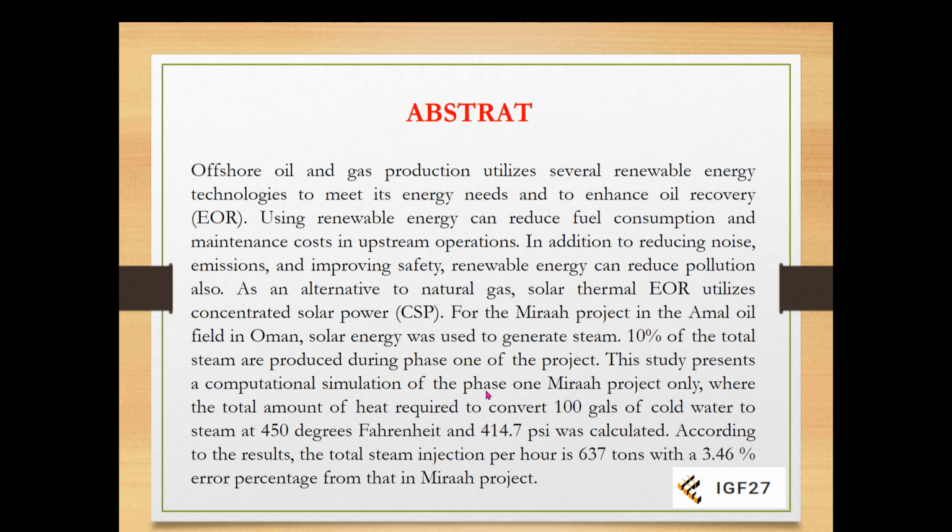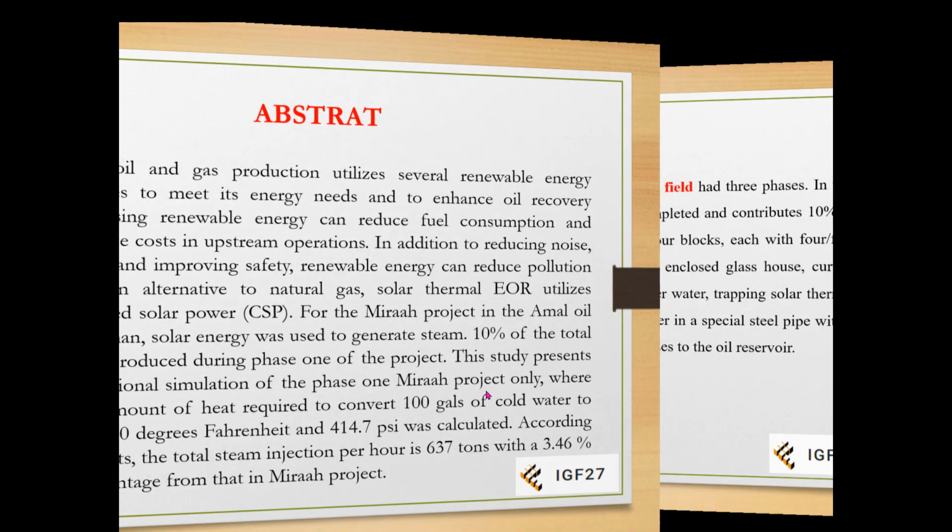In this study, we present a computational simulation for the phase one Miraah project only, where the amount of heat required to convert 1,000 gallons of cold water to steam at 450 degrees Fahrenheit and 414.7 psi was calculated. According to the results, the total steam injection per hour is about 637 tons, with about 3.46% error for the Miraah project.